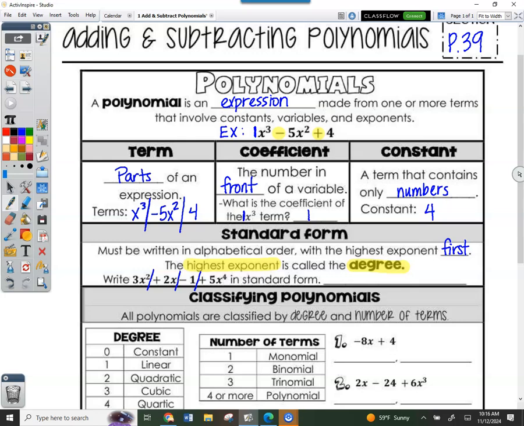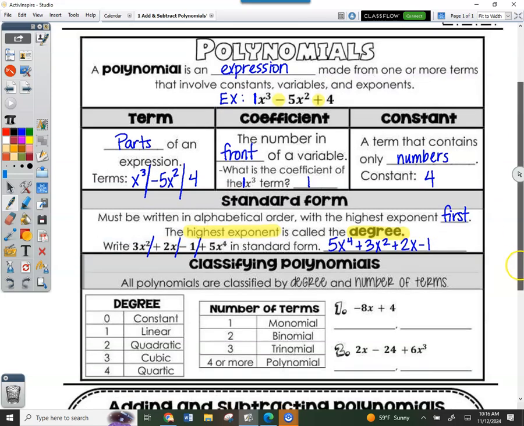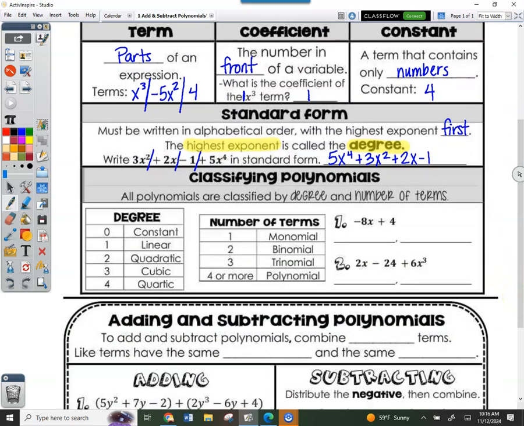So how many terms are here? There's 4. Which term belongs in the front? Positive 5x to the 4th. So we're going to write that first. Which term comes next? 3x squared. And it's positive or negative? So I'm going to put a plus sign. Next, positive 2x, then what? Negative 1.